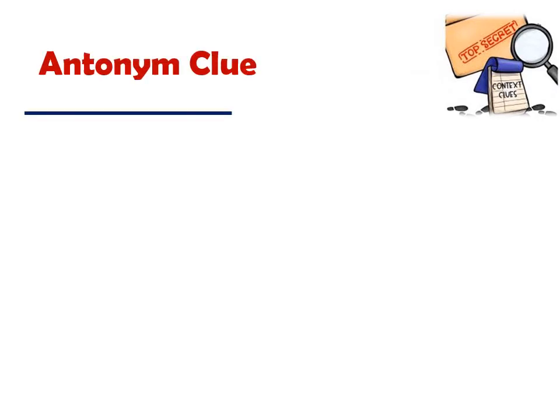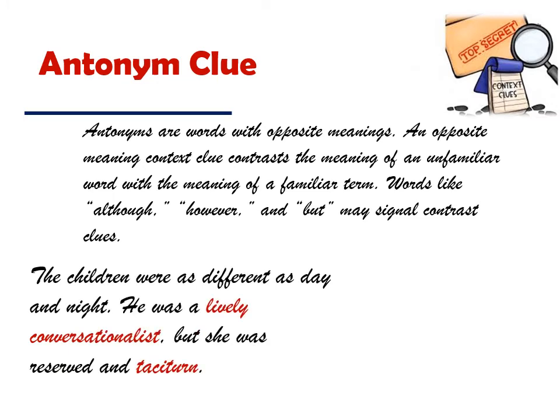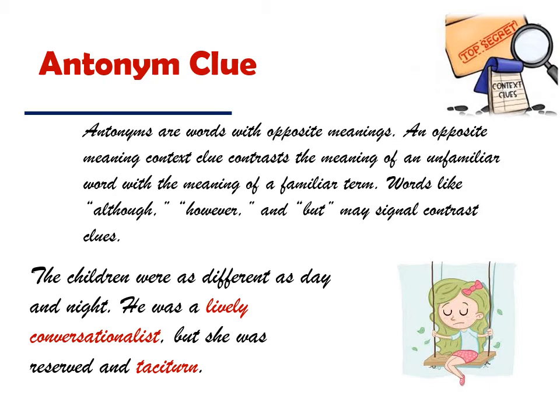Number 4. Contrast or antonym clue. Antonyms are words with opposite meanings. An opposite meaning context clue contrasts the meaning of an unfamiliar word with the meaning of a familiar term. Words like "although," "however," and "but" may signal contrast clues. For example, the children were as different as day and night. He was a lively conversationalist, but she was reserved and taciturn. In here, taciturn means the opposite of a lively conversationalist.